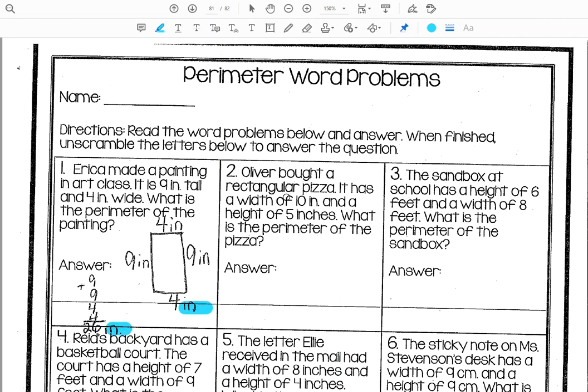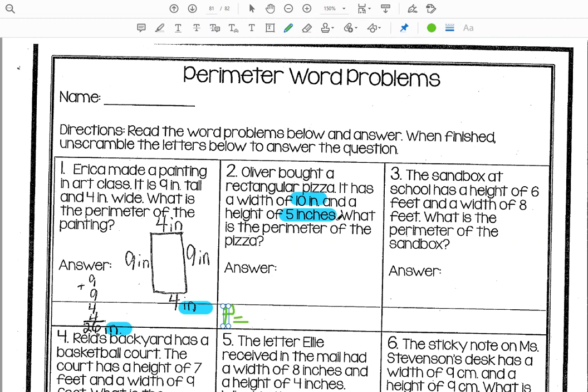Let's look at another one. Oliver bought a rectangular pizza. It has a width of 10 inches and a height of 5 inches. What is the perimeter of the pizza? So width of 10 inches and a height of 5 inches. So first what we're going to do is I always like to write my answer first. So they didn't make you write an answer statement, but I'm going to put P equals.